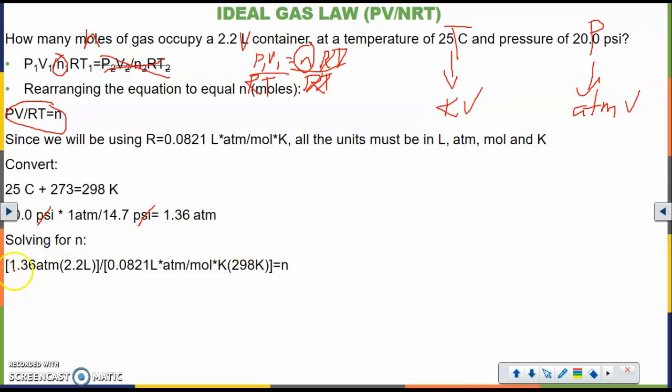Now here's the deal. You need to make sure that you insert this in parentheses. You go 1.36 times 2.2 divided by, open parenthesis, 0.0821 times 298, close the parenthesis, equals, and the answer is 0.12 moles. So there are 0.12 moles of gas at this volume, at that temperature, and at that pressure. So that's called the ideal gas equation.